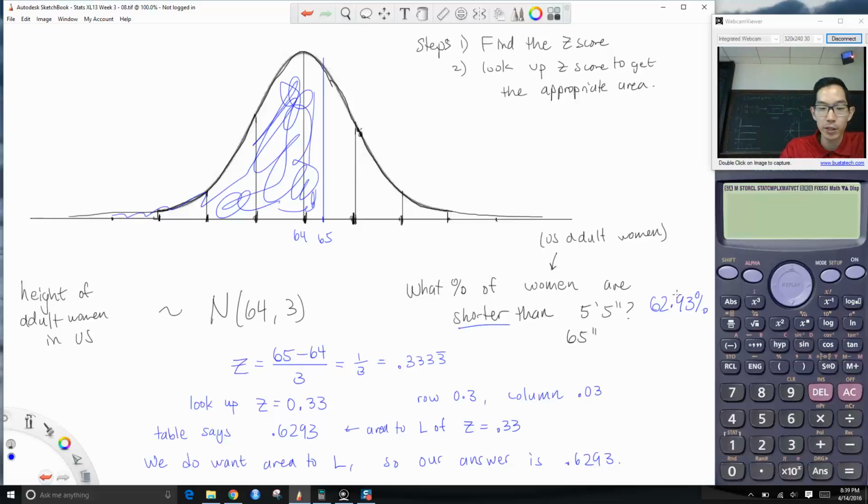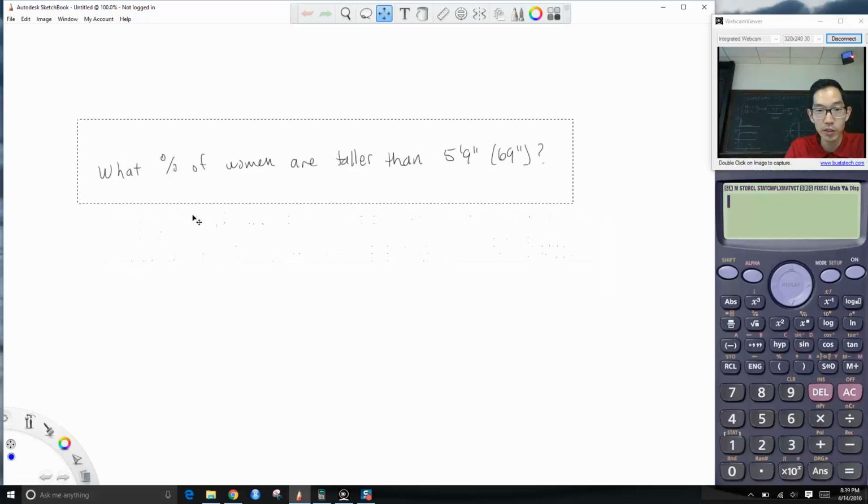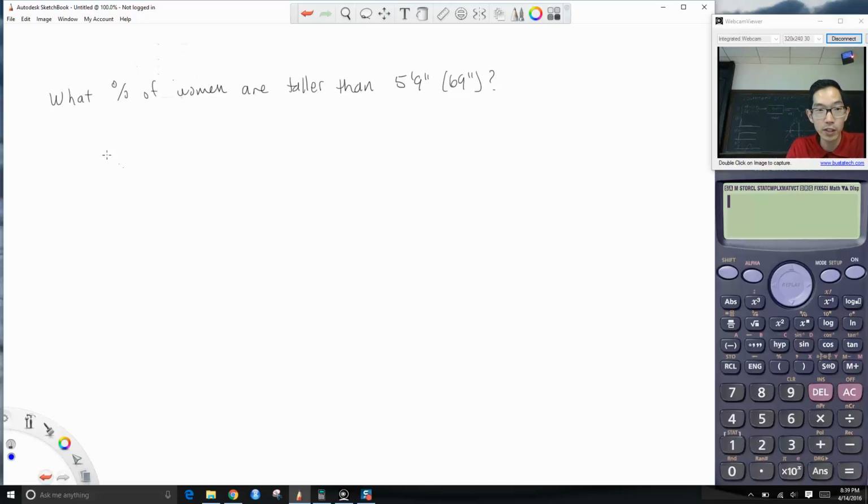And then for the other one, what percentage of women are taller than 5'9"? We follow the same process. We'd find our z-score for 69 inches. We subtract off our mean of 64 and divide by 3, and we get z equal to 5/3, or 1.6666, and so on. When I look this up in the table, I'm going to just round off to 1.67. If you chose 1.66, I guess that's okay, but it probably should be 1.67.